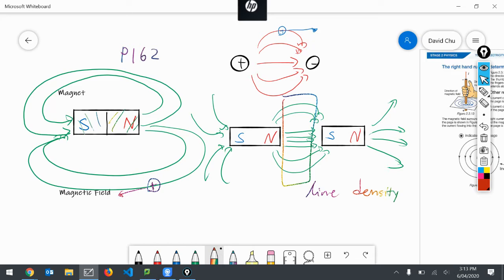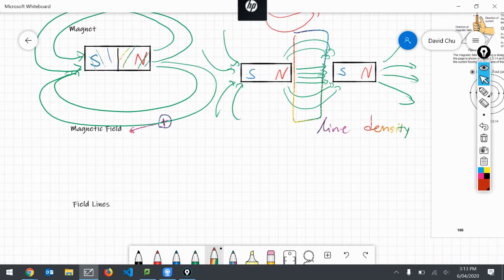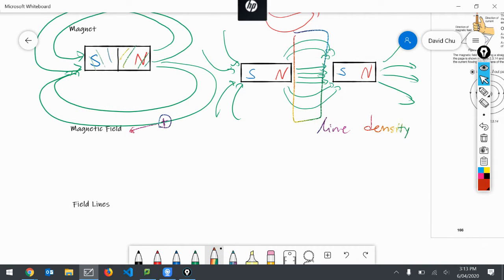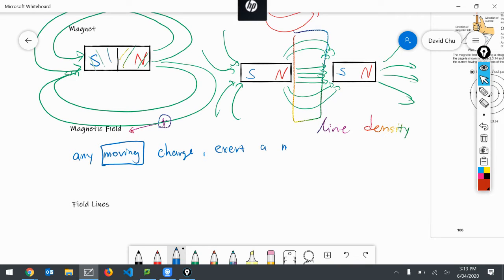Now, magnetic field. A magnet exhibits some form of magnetic field. In fact, what we know, and this is a very important definition, is that any moving charge, the keyword is moving, exerts a magnetic field around it.